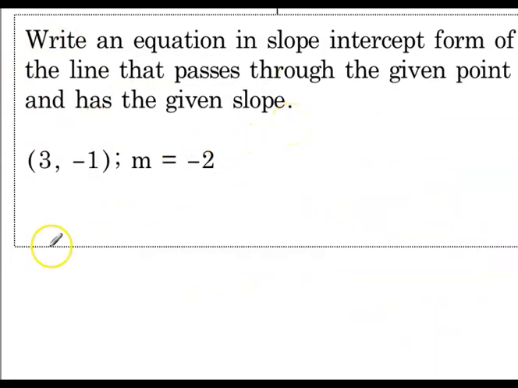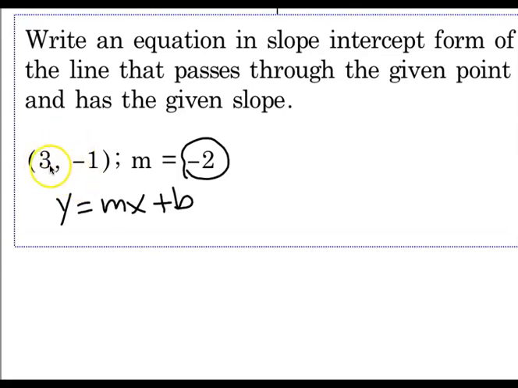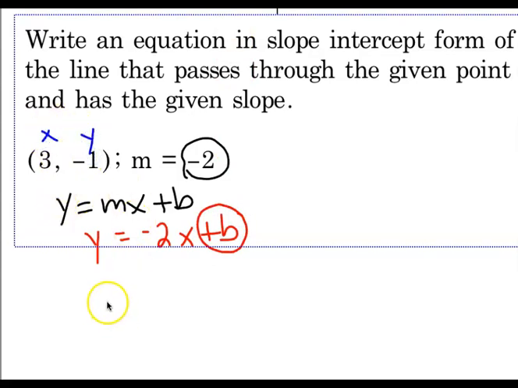We know the slope-intercept form is y equals mx plus b. In this case, we know the slope, but we do not know the y-intercept. The y-intercept would be when x is 0, and in this case, x is not 0, it's 3. So we are going to sub in y equals -2x plus b. And I want to figure out what b is. So I'm going to take my point, that's (x, y), and I sub it in.